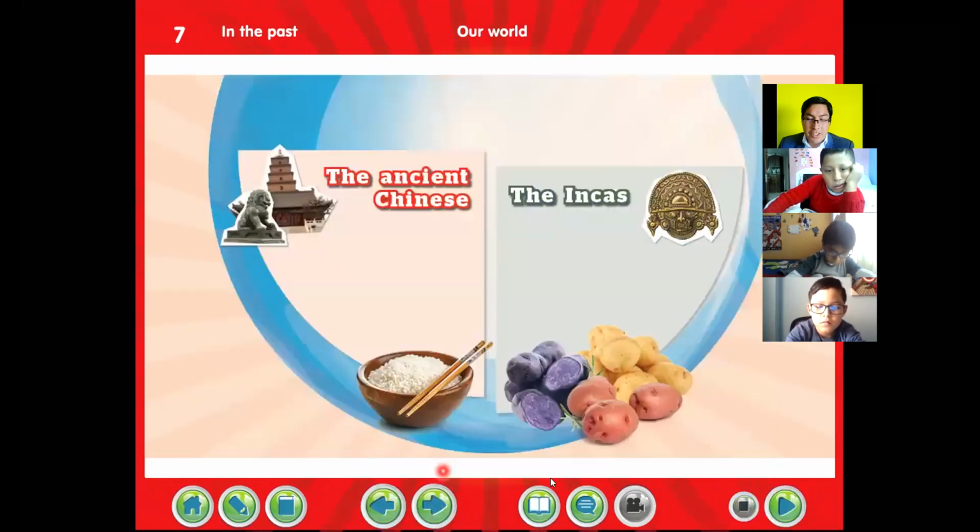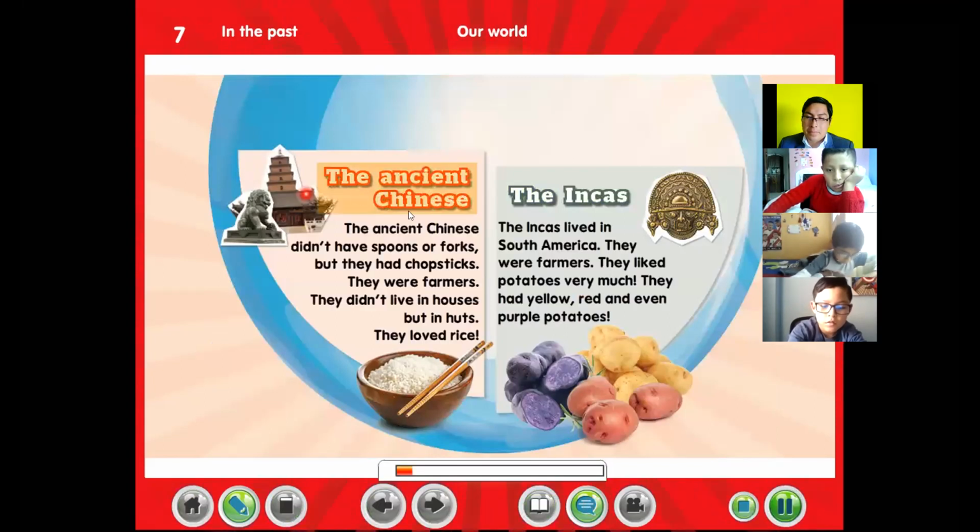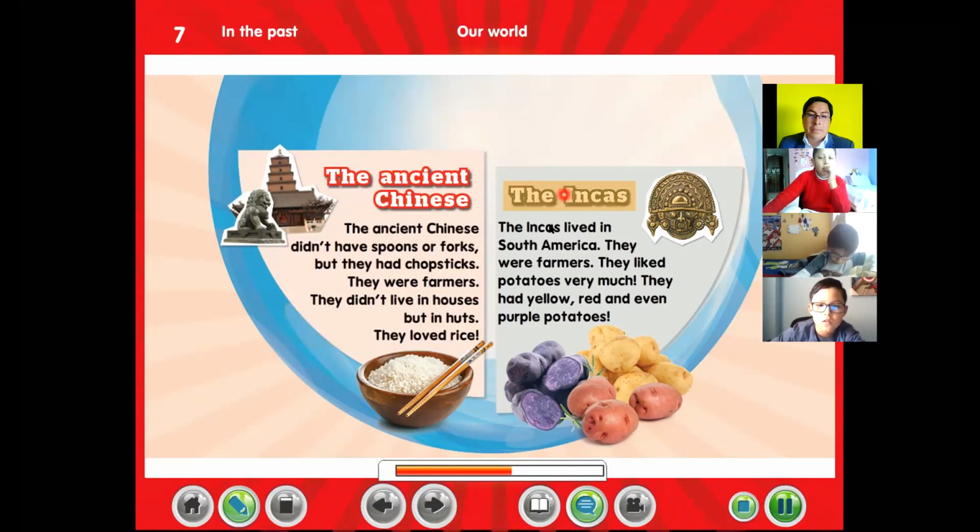The ancient Chinese. The ancient Chinese didn't have spoons or forks, but they had chopsticks. They were farmers. They didn't live in houses, but in huts. They loved rice. The Incas. The Incas lived in South America. They were farmers. They liked potatoes very much. They had yellow, red, and even purple potatoes.